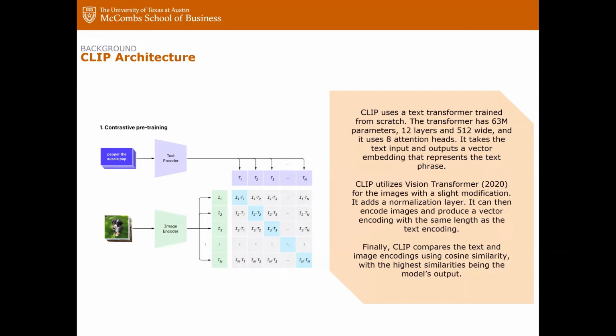For its images, CLIP uses Vision Transformer, which was created in 2020, with a slight modification. It adds a normalization layer, and the Vision Transformer allows it to encode an image the same way that it encodes the text, and it produces an encoded vector, which it's then able to compare using cosine similarity. It will choose the closest combinations of cosine similarity that it gets from the text and images. And now I'll pass it off to Garrett to talk about our work with frame consolidation.